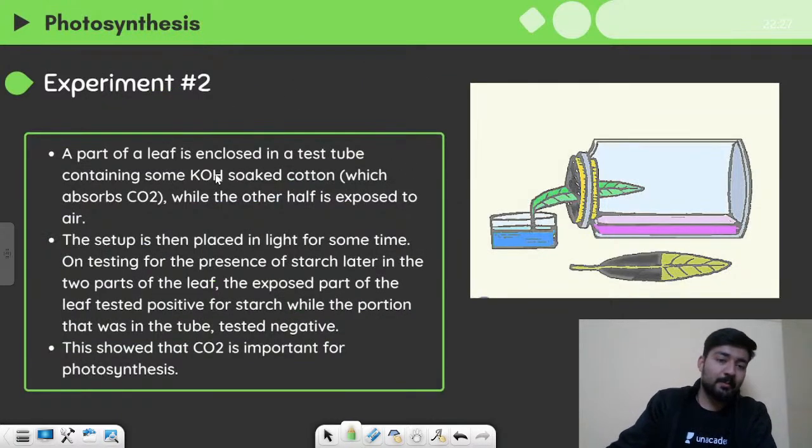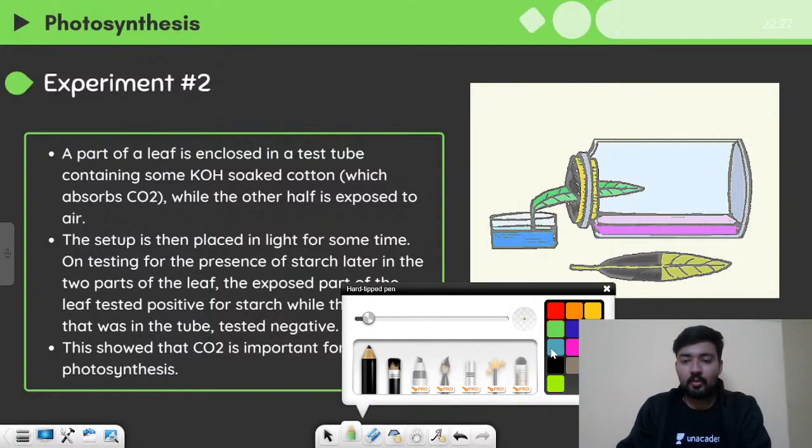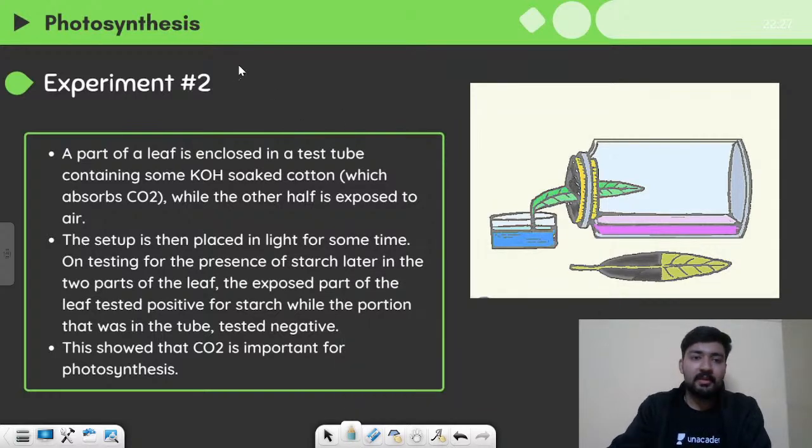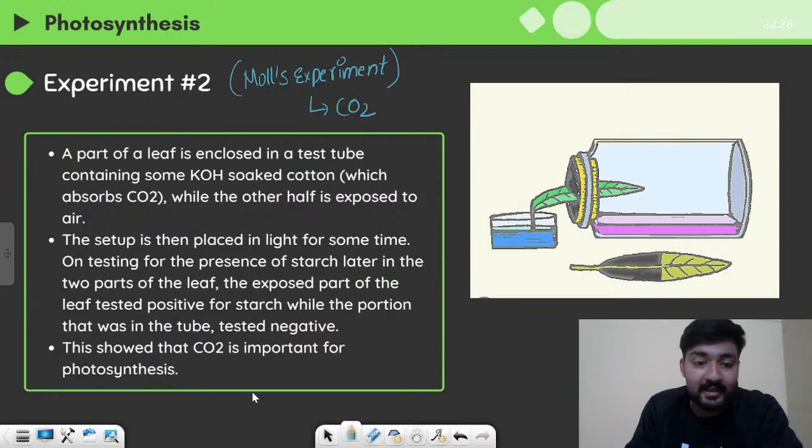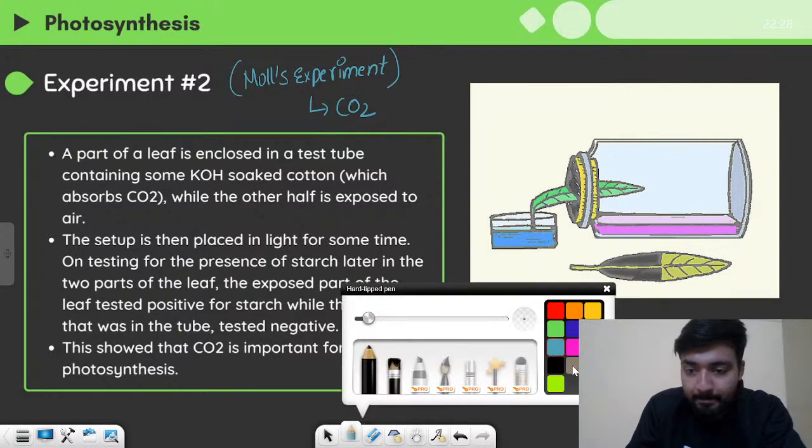And the second experiment, which is also known as the Moll's experiment, gave us an idea of the significance of CO2, right? Carbon dioxide. So let us see what this Moll's process is.